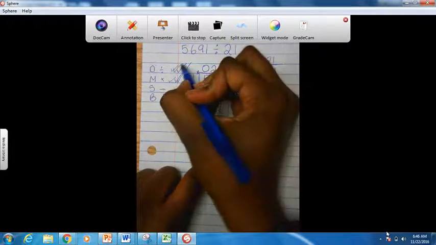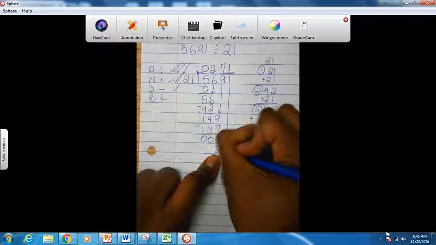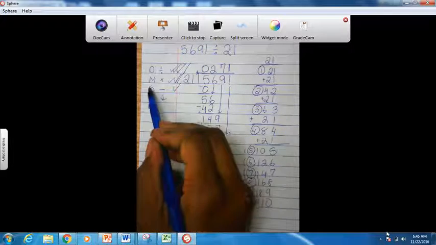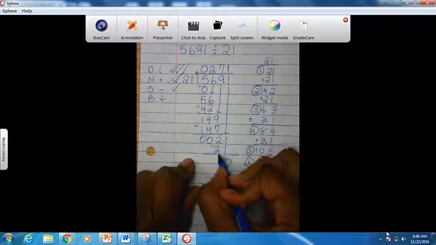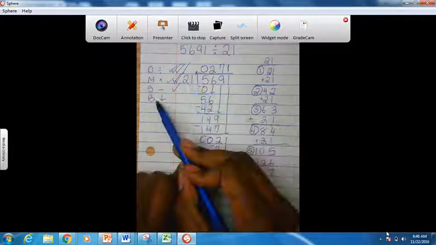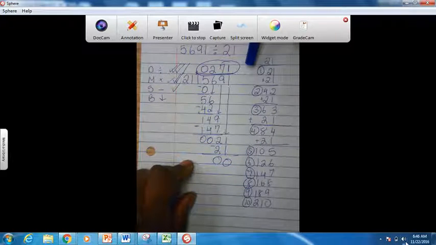We divided. Now we need to multiply. Well, 21 times 1 is 21. Now we need to subtract. 1 minus 1 is 0. 2 minus 2 is 0. The next step is to bring down, but I don't have anything to bring down, and that's how I know that I am finished.